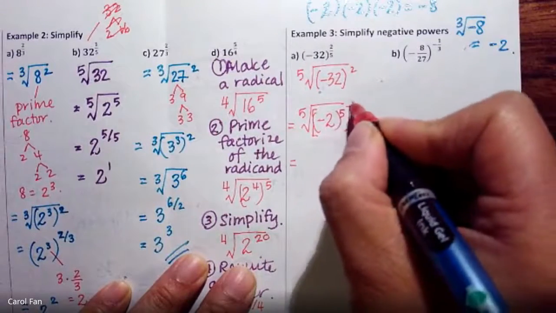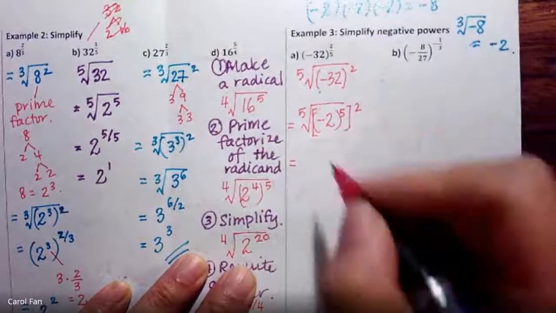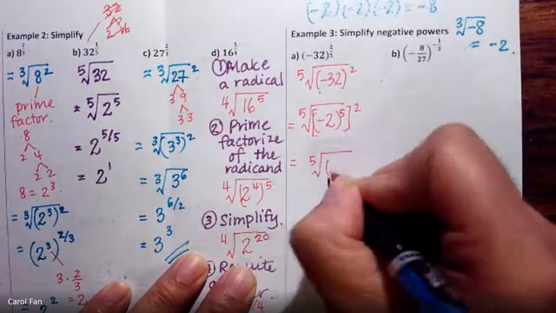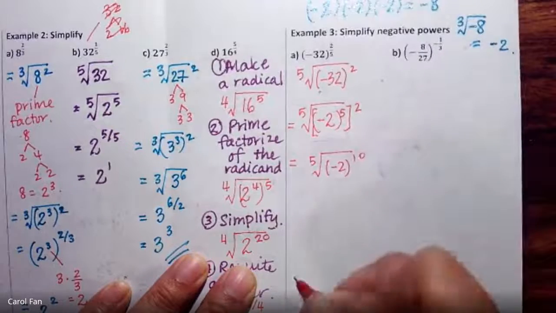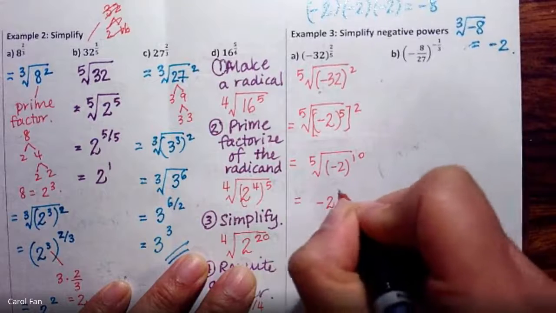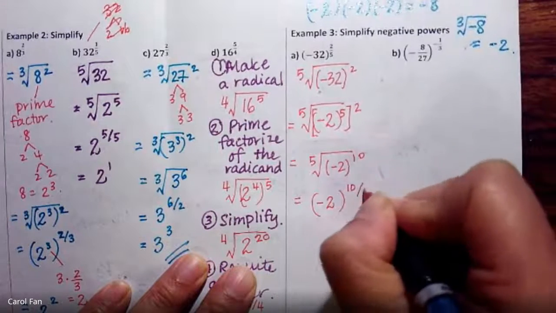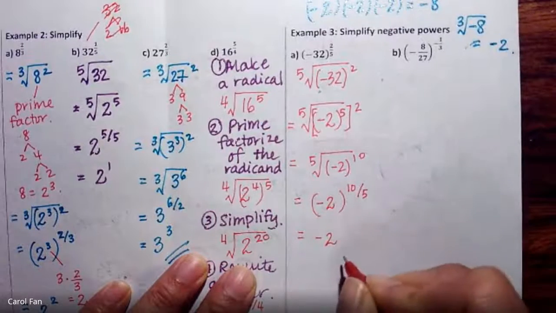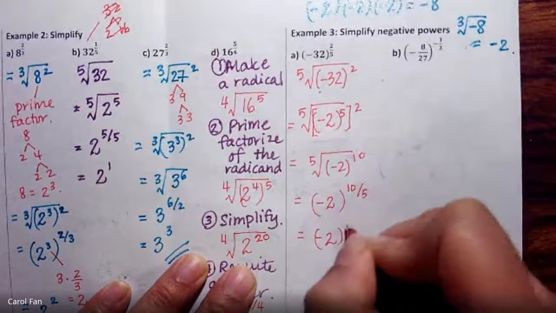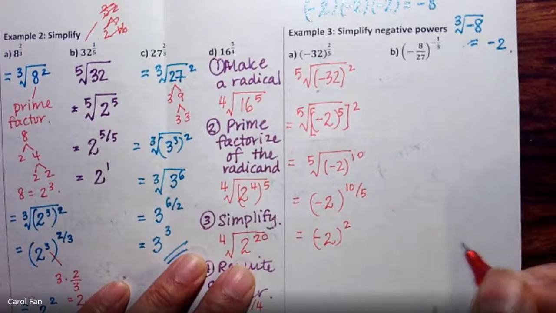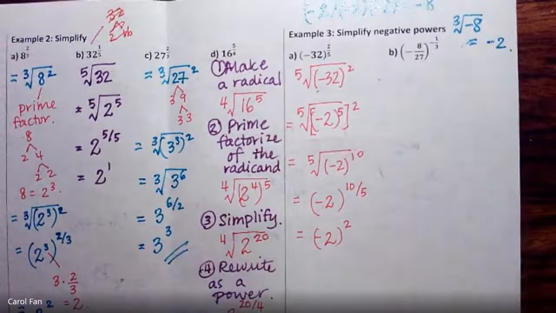Now, what that means, let's simplify our multiplication there. So I have the 5th root of (-2) to the 10th power, and we have -2 to the 10 divided by 5. So when I simplify that, we have negative 2, all of it in a bracket to the power of 2. I prefer you leaving your answer as a power.